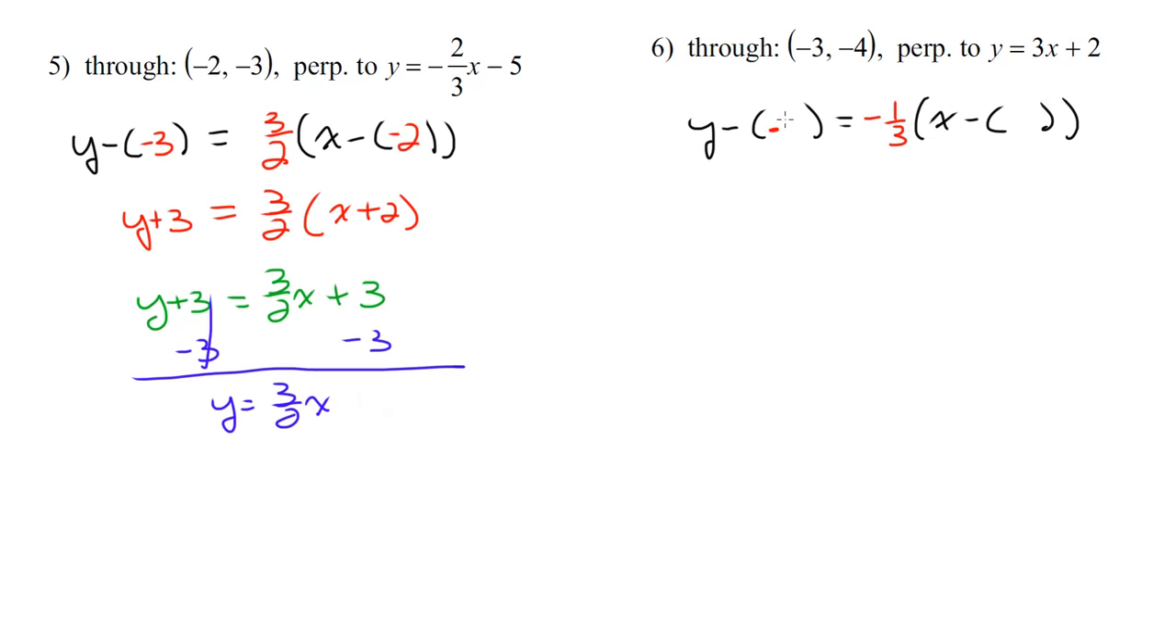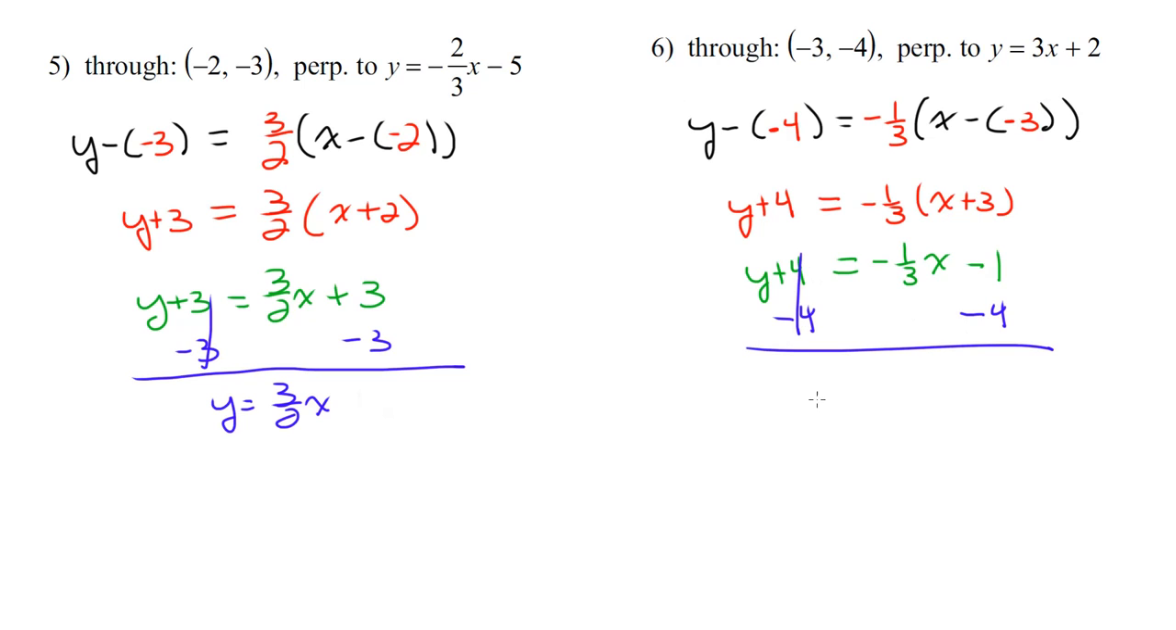Our y1 value is negative 4 and our x1 value is negative 3. We simplify. Y minus negative 4 becomes y plus 4, and x minus negative 3 becomes x plus 3. Now we distribute. Negative 1/3 times x is negative 1/3 x, and negative 1/3 times 3 is negative 1. And then finally, we subtract 4 from both sides. And our equation is y equals negative 1/3 x minus 5.